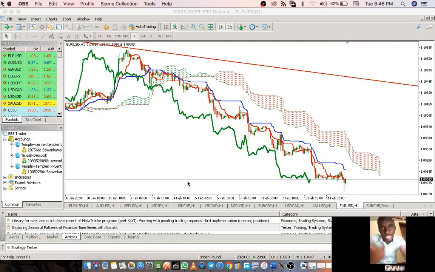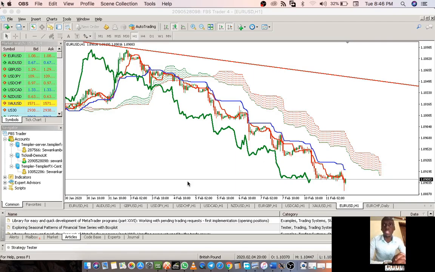Here we are looking at Ichimoku. Ichimoku is just an indicator, just like any other indicator. This indicator was developed to show us the market at a glance. The moment you come to the market after the end of this video, you'll be in a position to know what you're supposed to do.